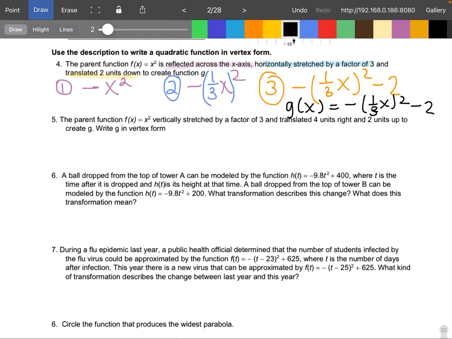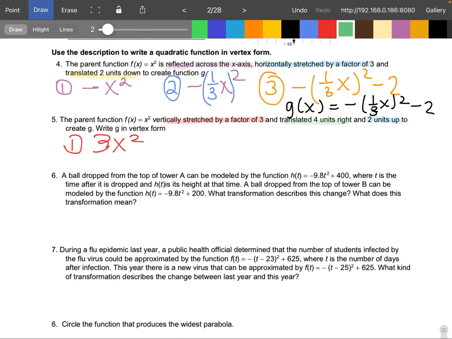So number 5 is similar. We just need to, again, follow the directions. First, it wants me to vertically stretch by a factor of 3. Then I'm going to translate it 4 units right. And then finally, I'm going to go 2 units up. So starting, I'm going to take x squared and vertically stretch it by a factor of 3. Vertical is not in parentheses, and you do as is. So the rule just says ax squared. In this case, I'm going to write 3x squared. That's my a. I vertically stretched it by 3, so 3x squared.